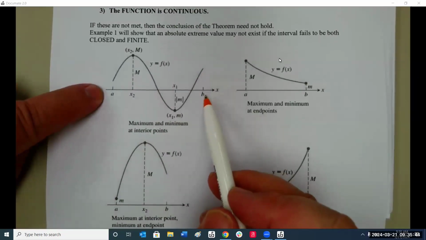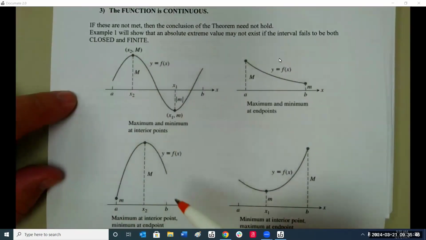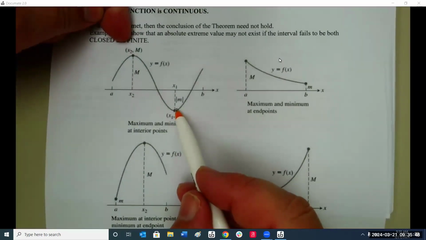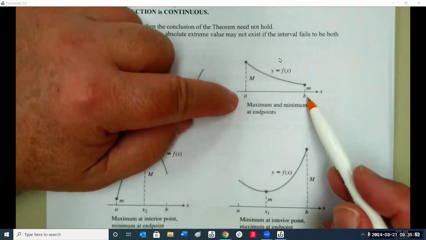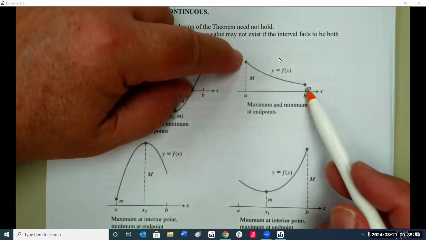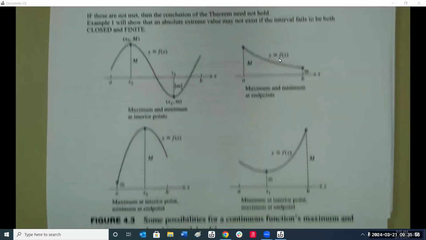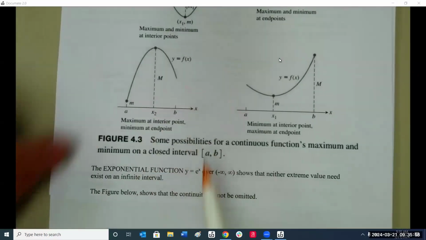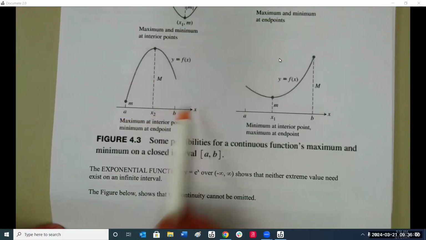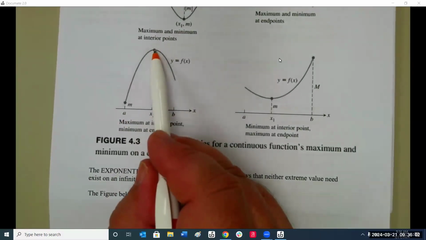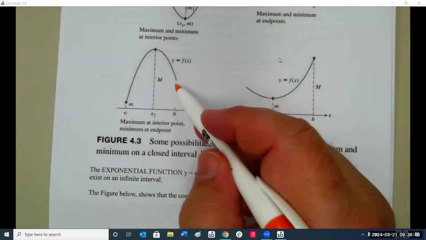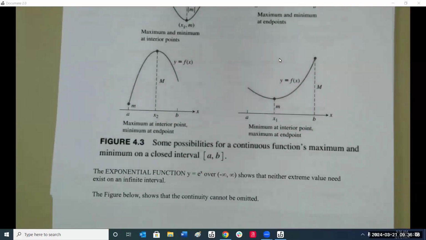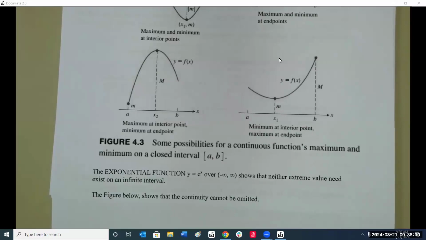So if that's true between A and B, do we have a maximum and minimum? Yes. The highest and lowest points are here. Absolutes. How about this one? Inside A and B, yes, this is the highest and this is the lowest. In this one, inside A and B, here we have a maximum point and here we have a minimum point, because we stop at B. The graph itself can go on anywhere it wants to, but we're talking about a closed interval.